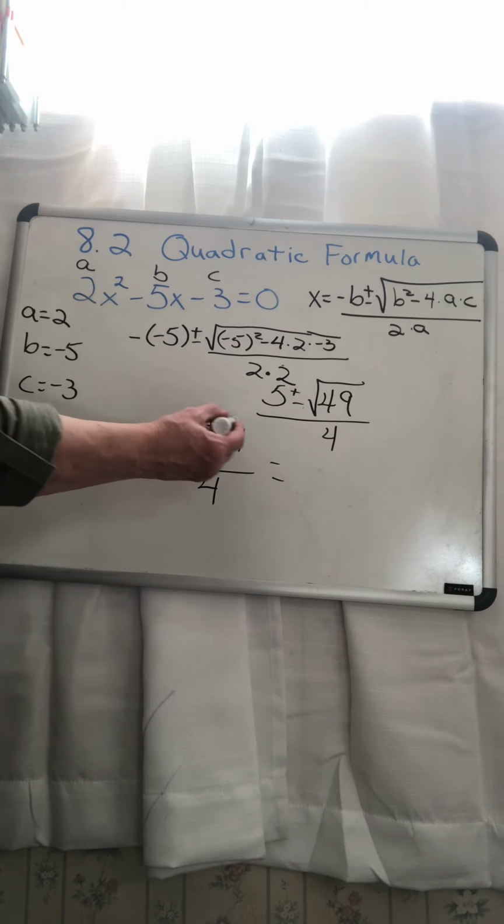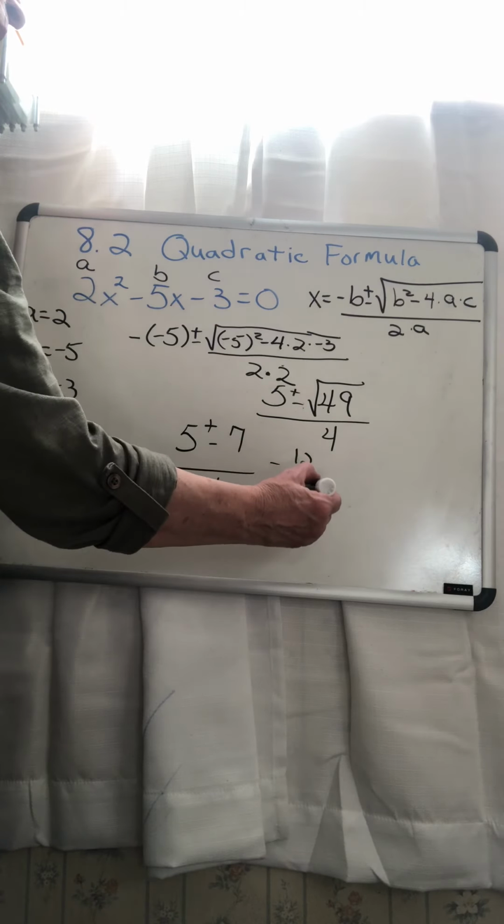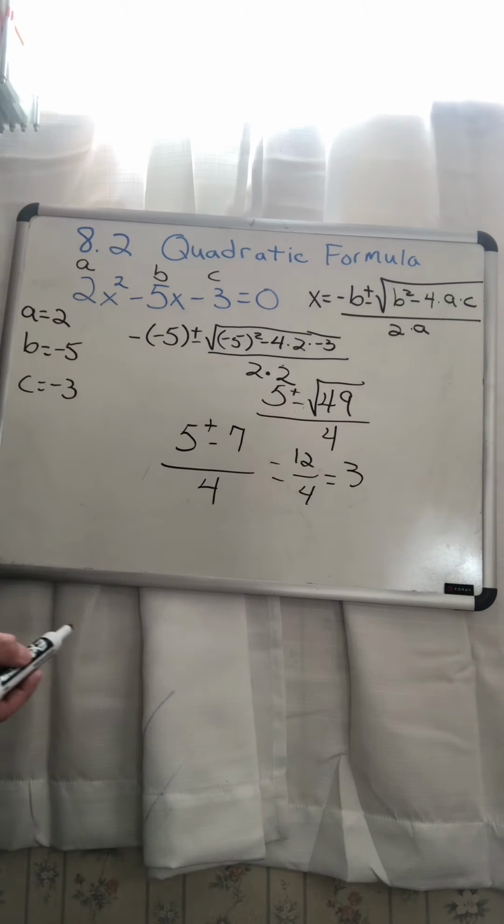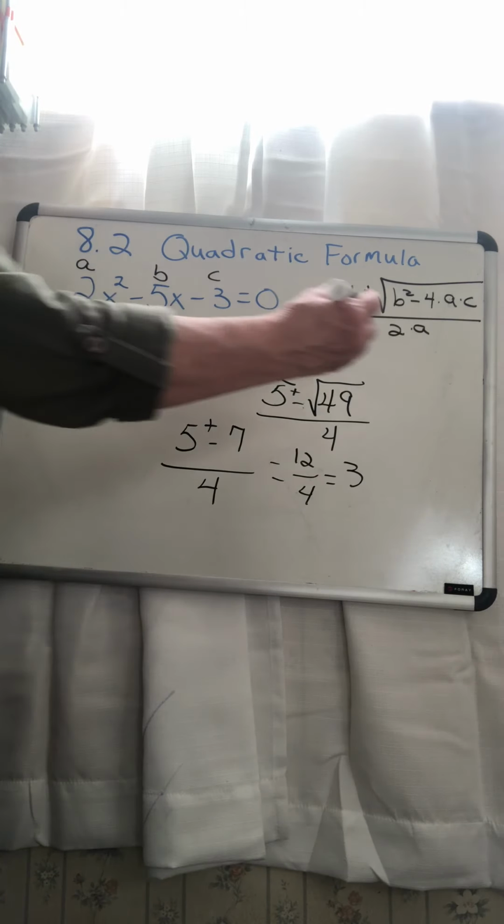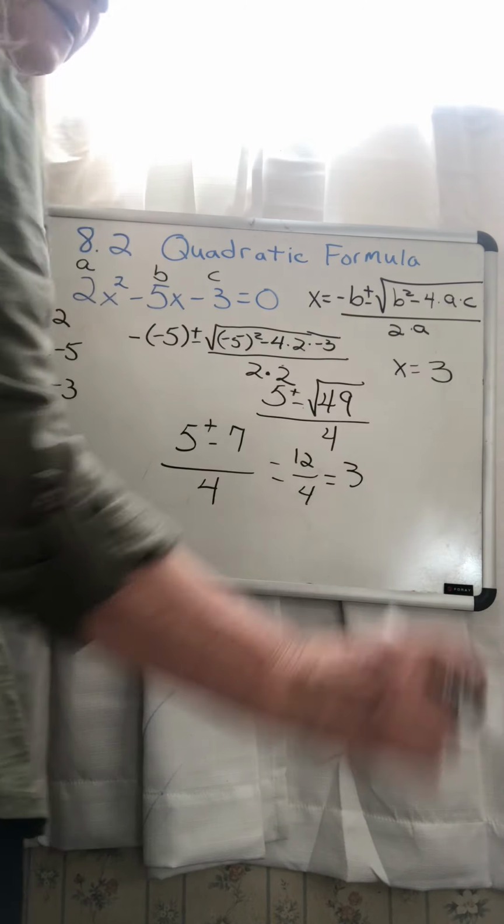So 5 plus 7 would give us 12. 12 divided by 4 would give us 3. So we have one solution of a positive 3. And I'll write that solution over here so we don't forget it. x is equal to 3.